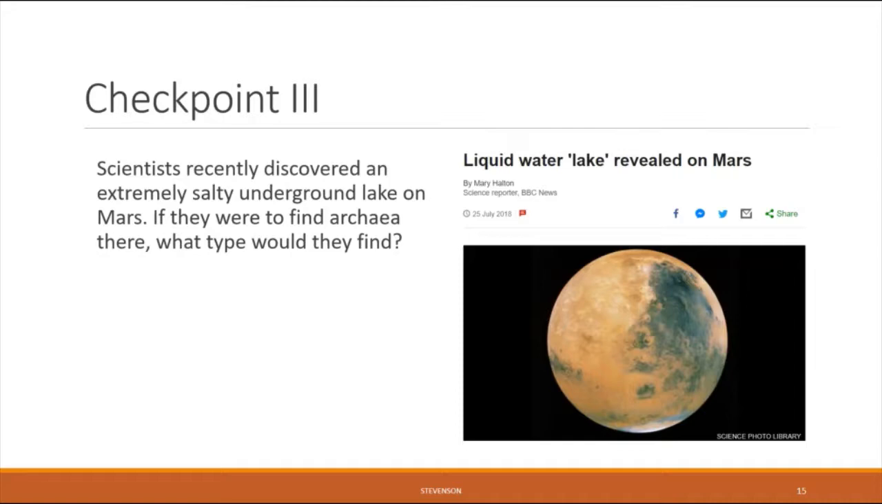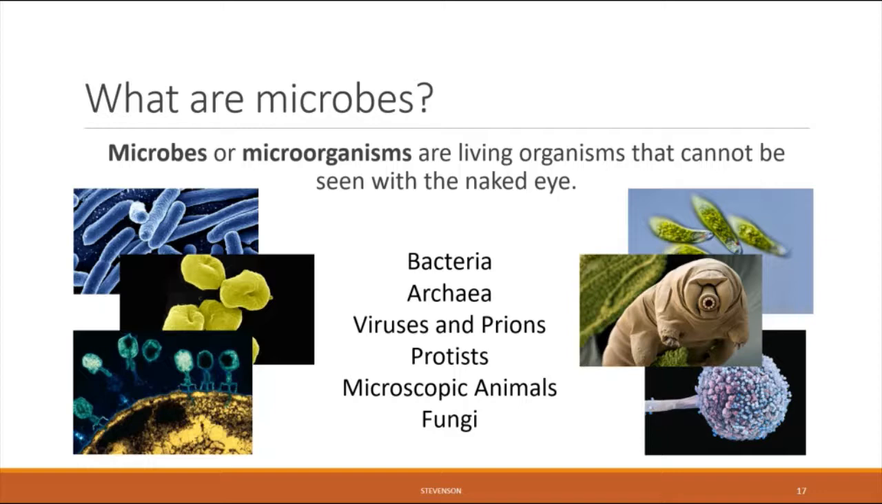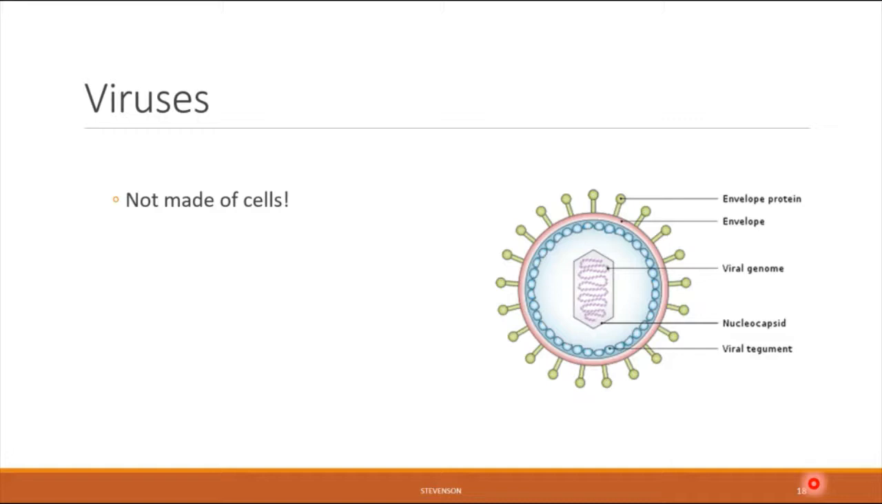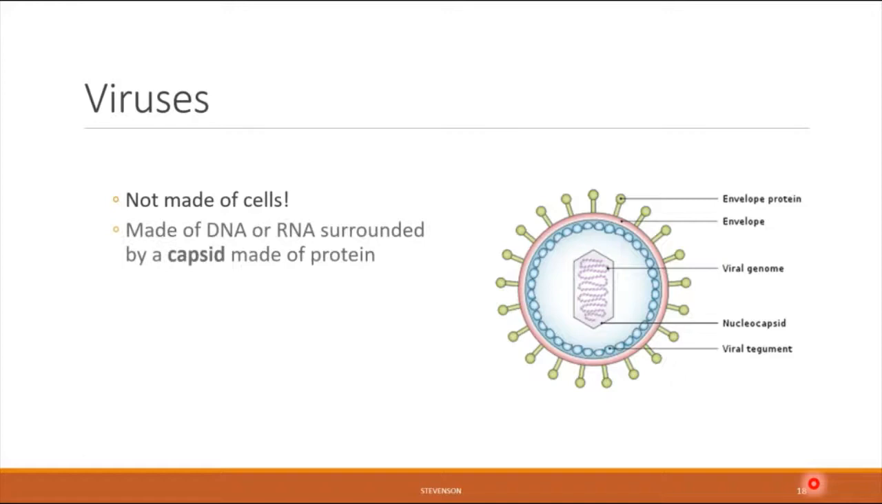So that completes our discussion about bacteria and archaea, the two prokaryotic types of microbes. Now we're going to move on to discuss viruses and prions, which we did not categorize with either the prokaryotic or eukaryotic microbes because they are not made of cells. Viruses are a strange sort of biological entity because they're one of the only things in biology that is not made of cells. Instead, they are made of either DNA or RNA as their genetic material, which is surrounded by and protected by a structure called a capsid that is made of protein.